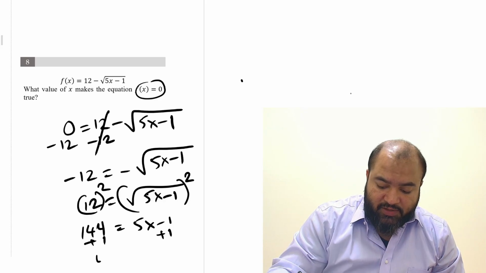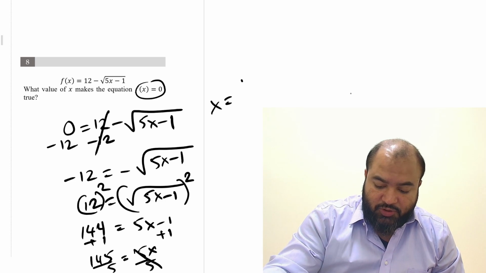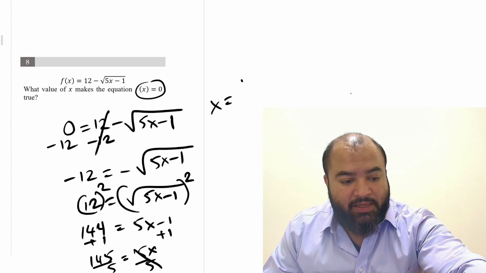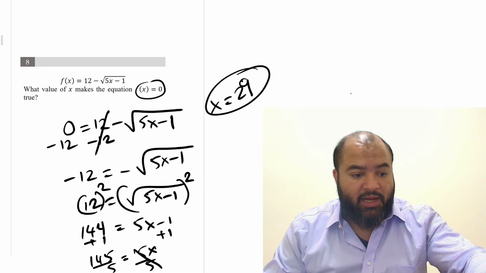So 145 equal to 5x. Now divide both sides by 5. So x equal to 145 divided by 5 is 29. So answer will be 29.